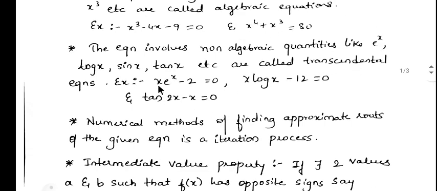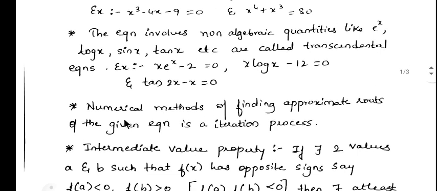For example, x into e to the power x minus 2 equals 0, or x log x minus 12 equals 0. We can even write sin 2x minus x equals 0, or cos 2x minus x equals 0. An equation involving trigonometric terms and exponential terms is called a transcendental equation.